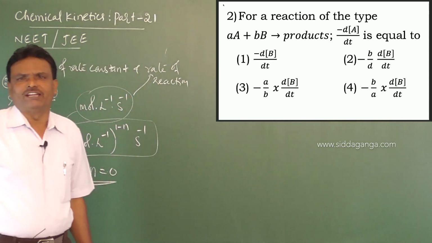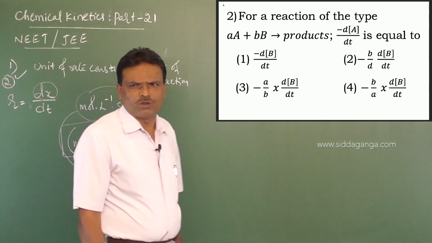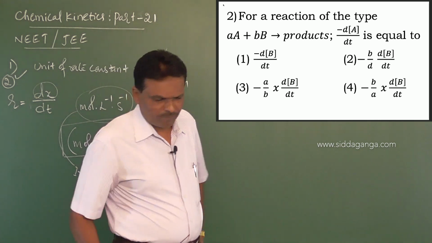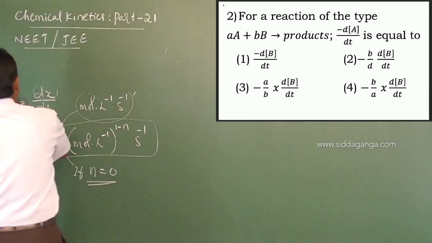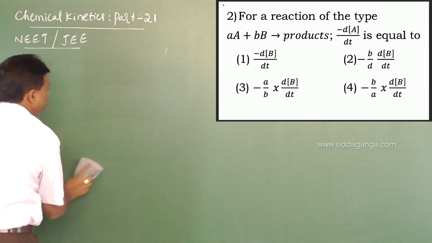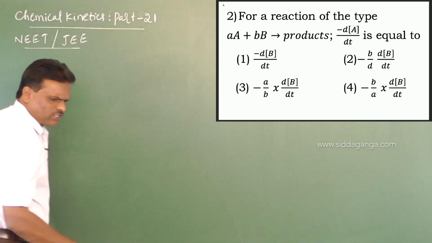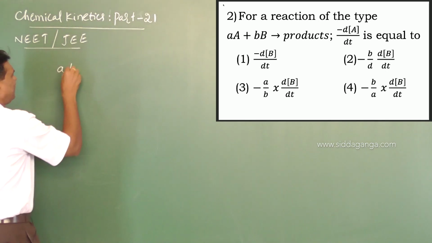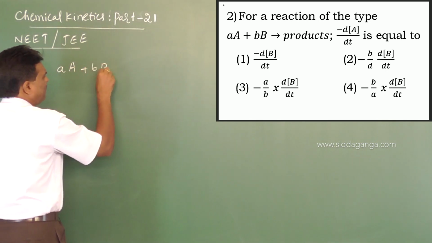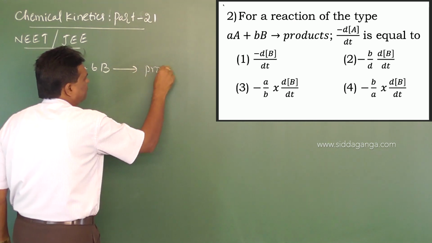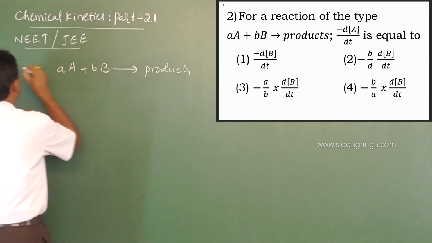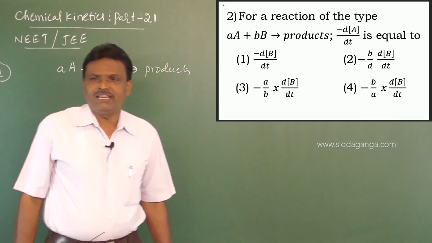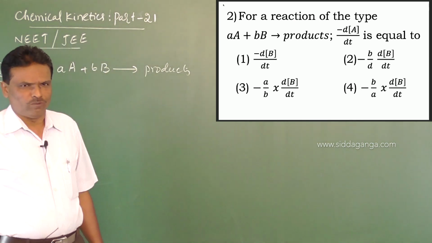For a reaction of the type aA plus bB will give rise to products, minus dA by dt is equal to... Look, what reaction have they given here: aA plus bB. So aA plus bB will give rise to products. Minus dA by dt is equal to.